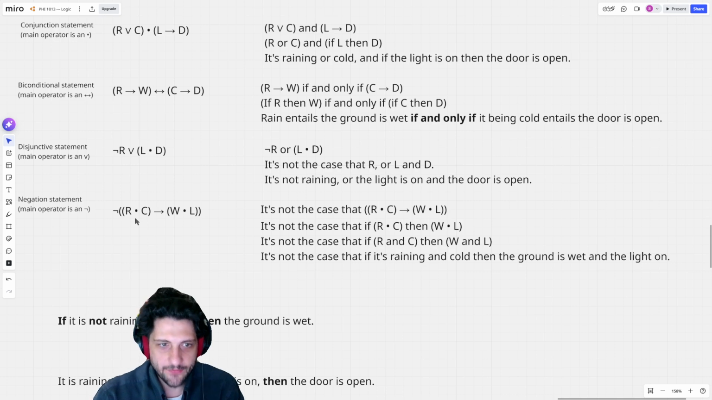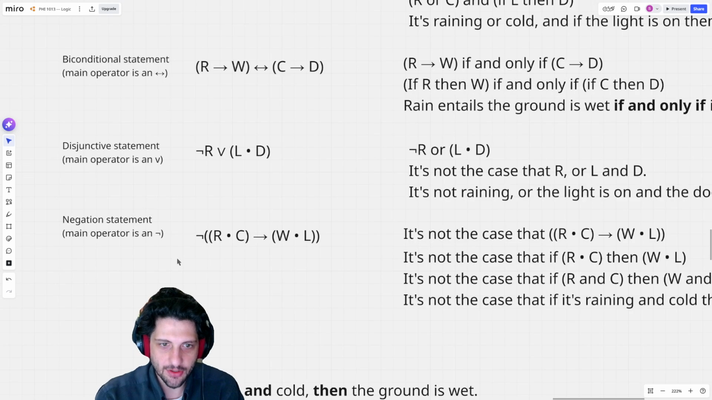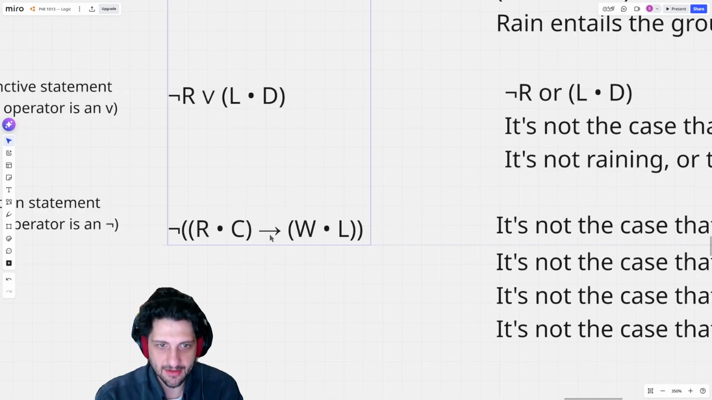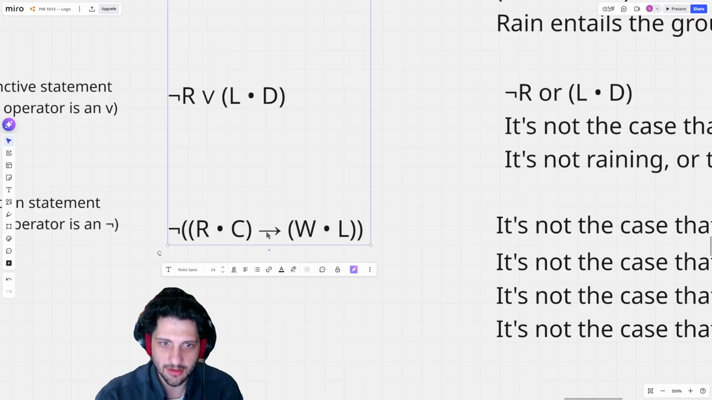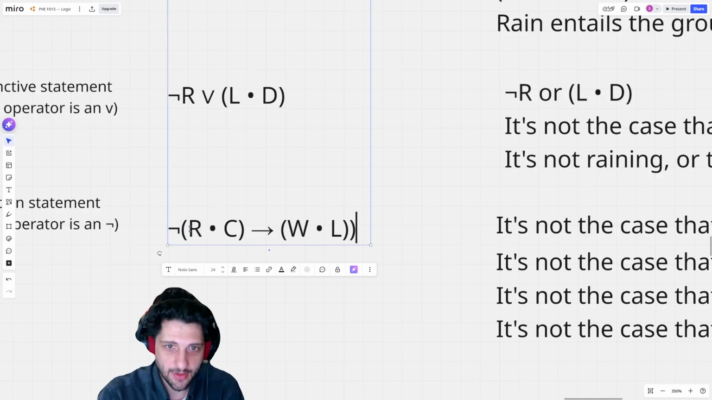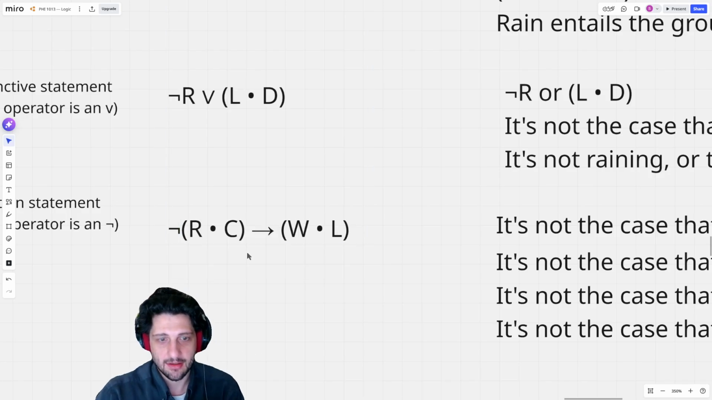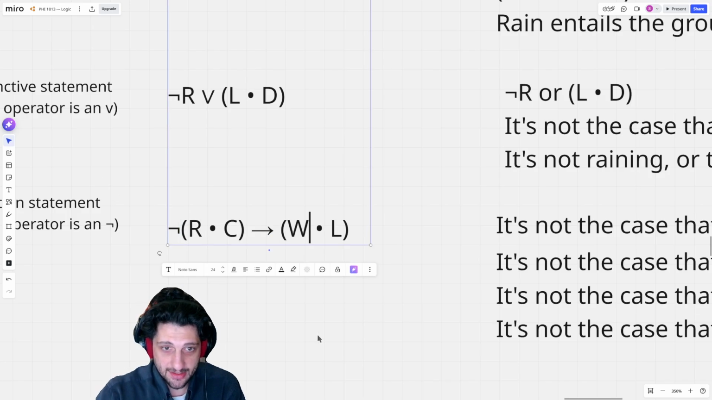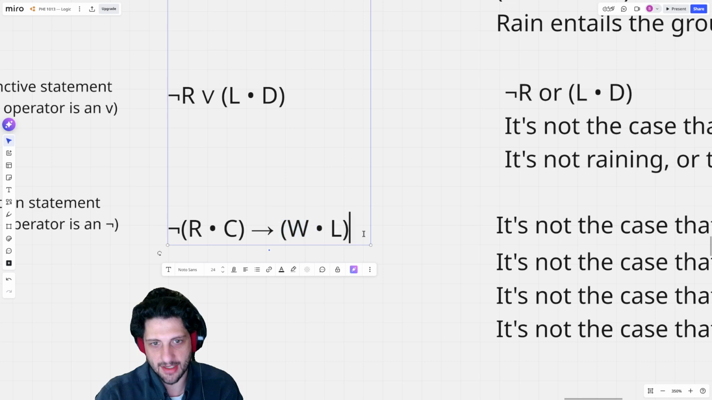Okay. And then finally, we have our negation statement. So again, look closely at this statement. The main operator is not a conditional. This conditional does see this R and C. It sees the W and L, but the conditional is wrapped inside these parentheses, so it doesn't see this negation. This is different than if we had it like this. Now, if it was like this, the conditional is the main thing, because now the negation just applies to the left side. It doesn't apply to the right side at all.